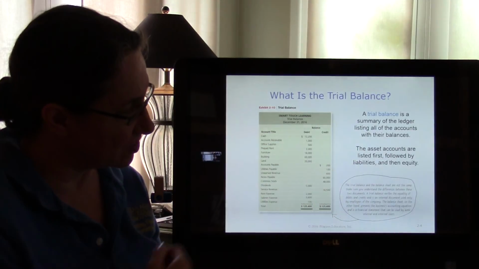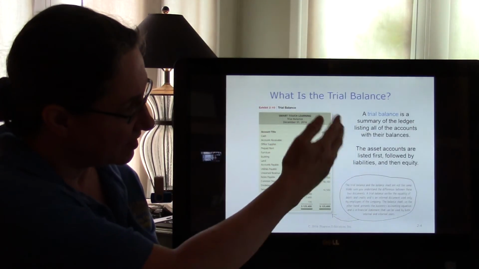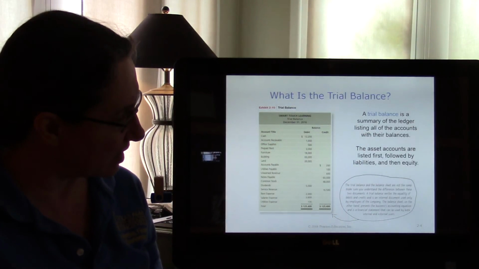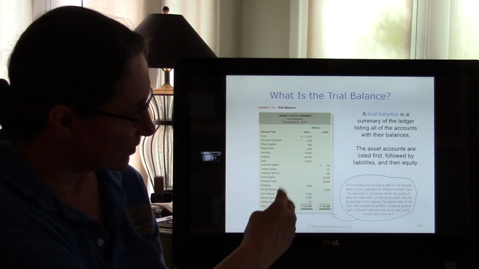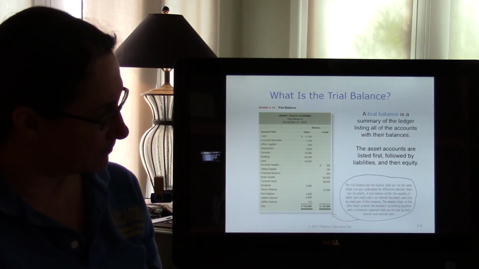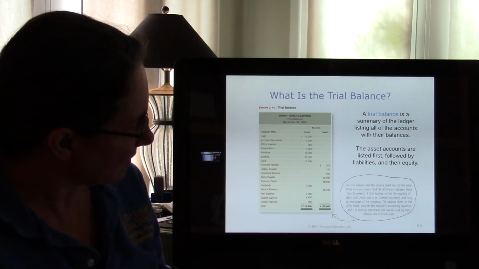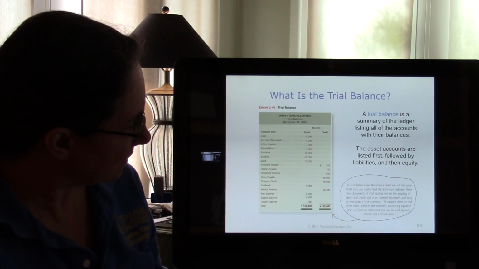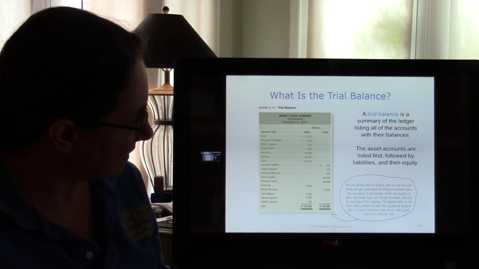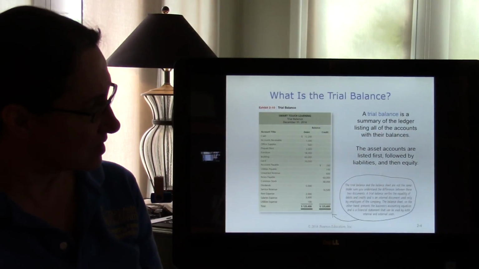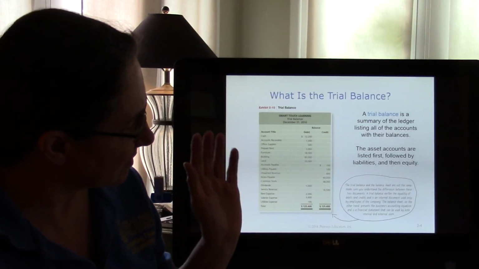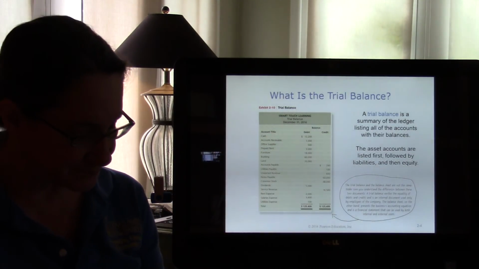Therefore, the accounts that increase liabilities and increase equity go in the credit column, the right-hand column. Anything that reduces equity, like expenses or dividends, goes in the debit column. So it's important to make sure that you're listing things in their proper order.